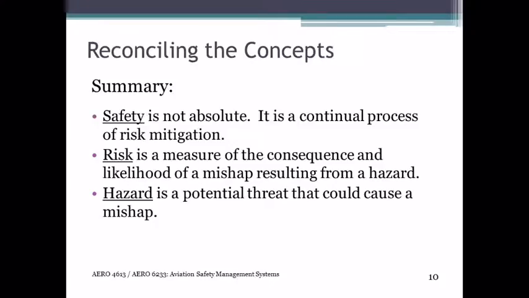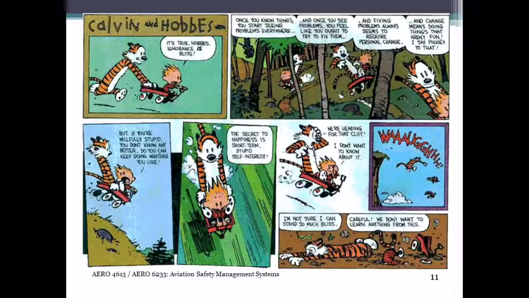So we have reasoned now that safety is a continual process of risk mitigation. Risk is an objective measure of the severity and probability of a mishap that results from a hazard. A hazard is a potential thing, something out there that could cause harm. So this was to present you with a foundational understanding of these key concepts. I hope you enjoy the course and find that you can practically apply this material in your daily lives and professions.